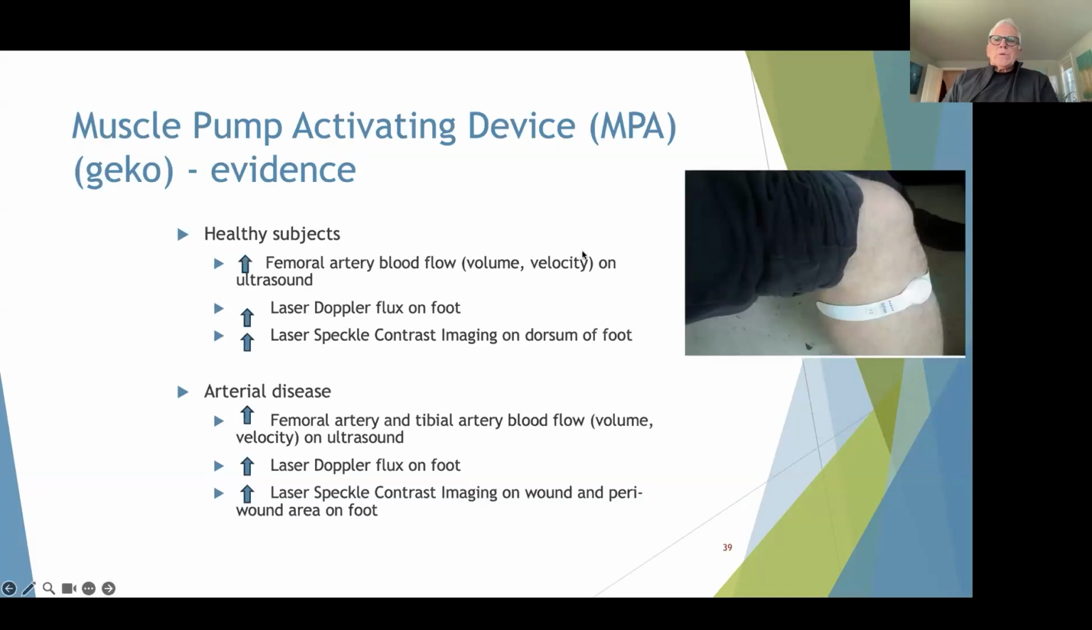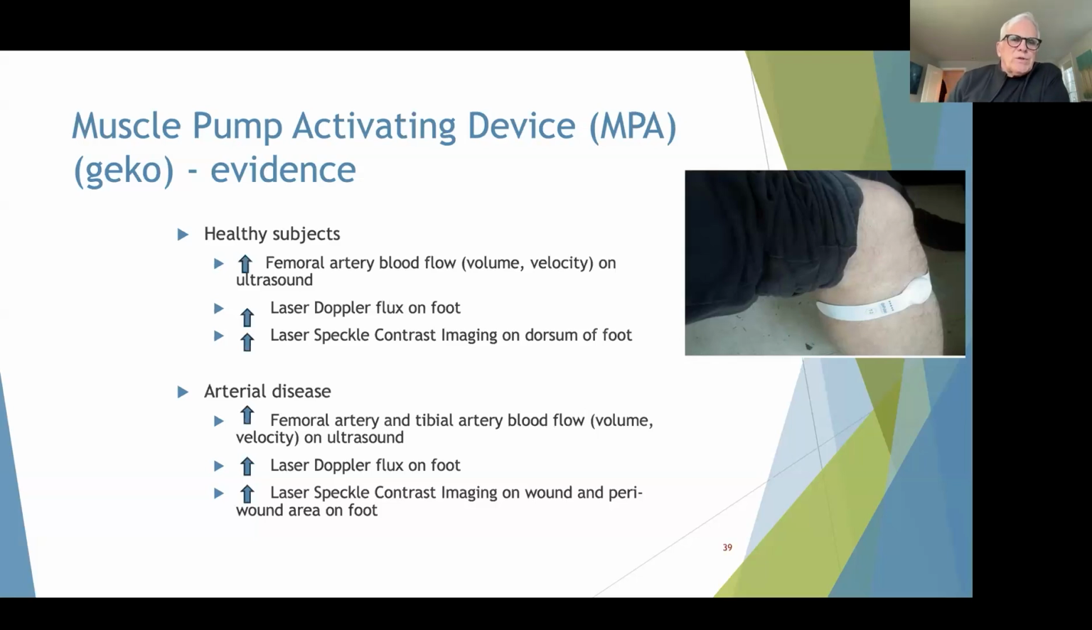And then, of course, there is the muscle pump activating device. And just to sort of go through the evidence for that, we do know, as I said before, in healthy subjects, there's good evidence of what it does to the arteries, but also what it does to the microcirculation. But now there's good evidence as well in patients with arterial disease that it does improve blood flow in both the femoral artery and the tibial arteries. It also does, as I mentioned before, improve the venous flow.